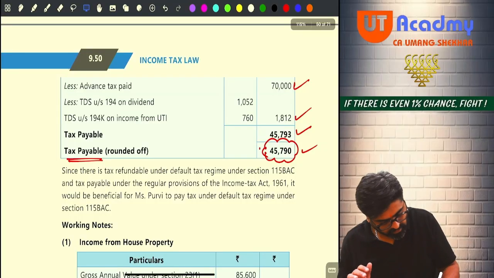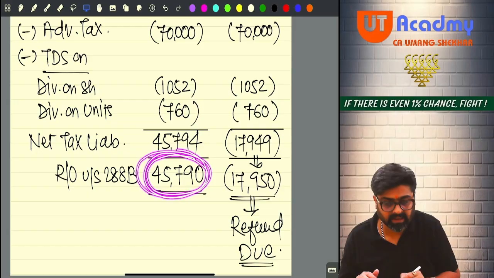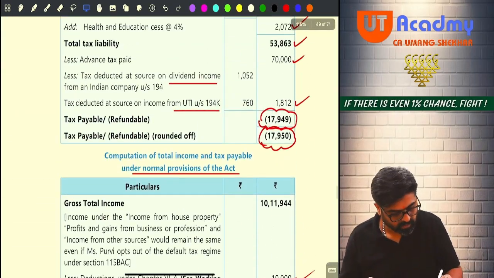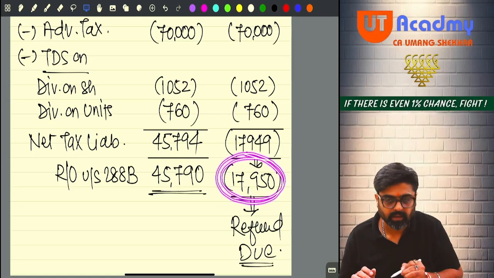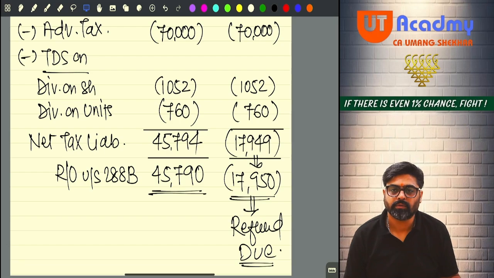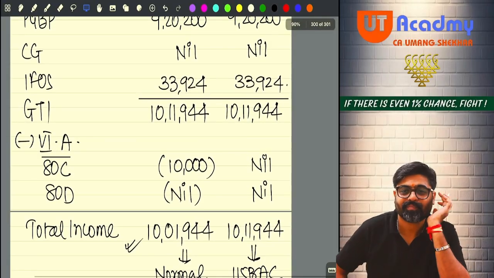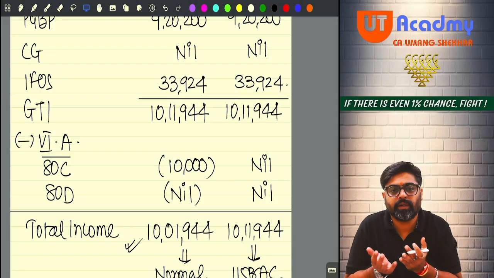See, 45,790 was my tax payable. Yes or no? And 17,950 refund. Got it now? This is the question. 15 marks question. I'm explaining, no? So it is taking time.